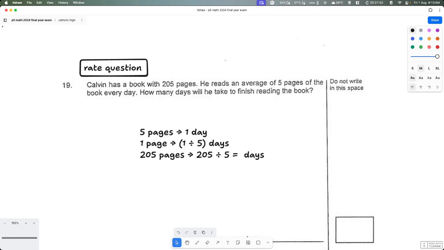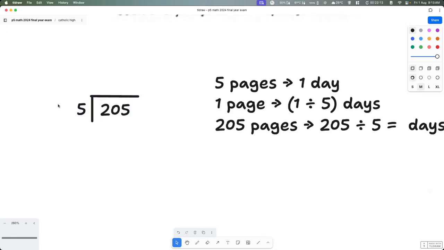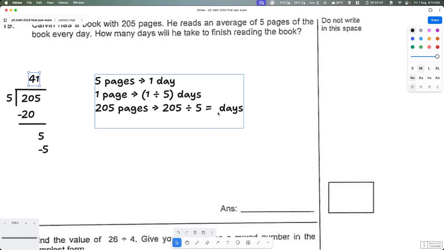I'm going to show you the workings. You see 205 divided by 5. First we cannot have 2 minus 5, so what we can do is we can put 20. So we minus 20. It is number 4, and then this will give us number 5. So we can minus 5 as well, and what is 5? It's just 1. So the answer is 41. So the answer is 41 days. I'm just going to write here 41.